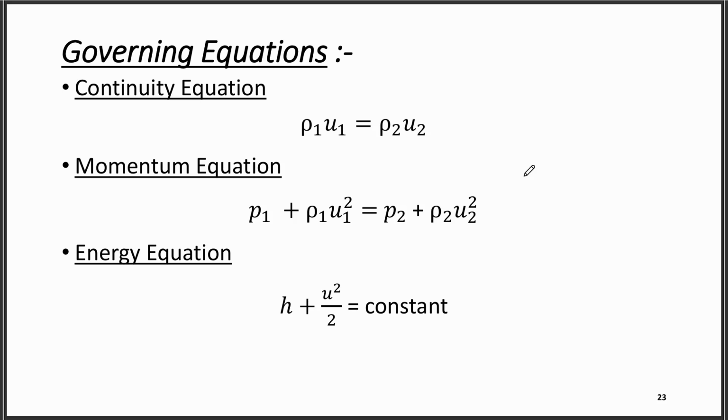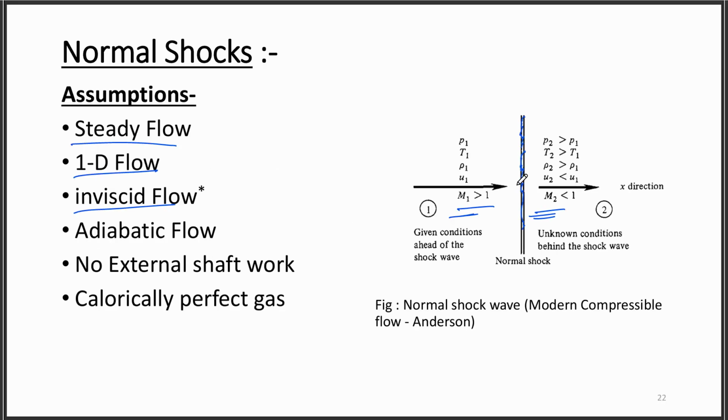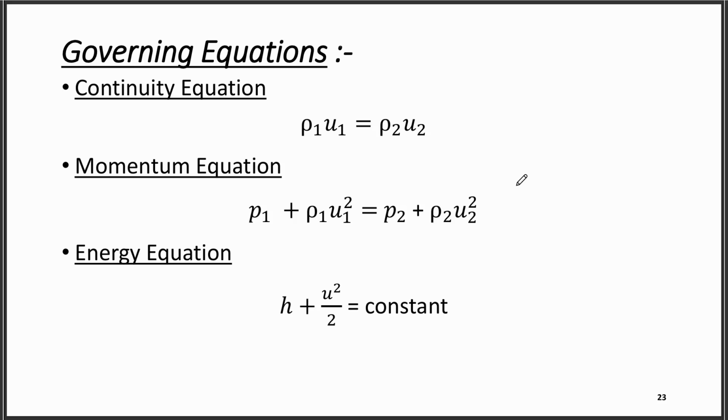There are some governing equations related to that, which we can find using the control volume method. The continuity equation is ρ1 U1 equals ρ2 U2. The momentum equation is P1 plus ρ1 U1 squared equals P2 plus ρ2 U2 squared. The energy equation is h plus U squared upon 2 equals constant, or h1 plus U1 squared upon 2 equals h2 plus U2 squared upon 2.